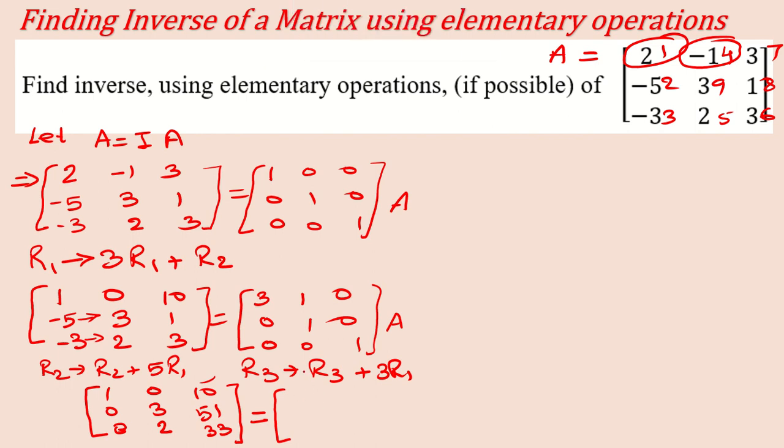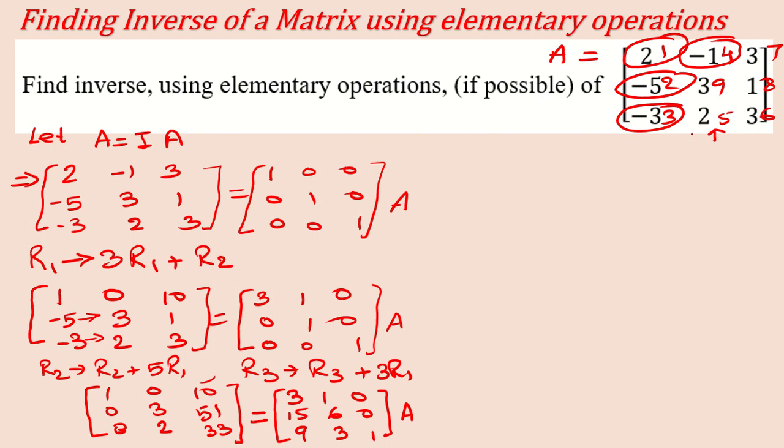Now let's talk about this side matrix. This is R1. There is no change in R1, so 3, 1, 0. Then R2 replaced by 5R1 plus R2. So 5 times 3, 15. Then 5R1, so it will be 1 plus 5 means 6, and then 0. Then R3 plus 3R1, so it will be 9, and then 3, and then 1 times A. Now you see we have finished this operation also and this operation also.